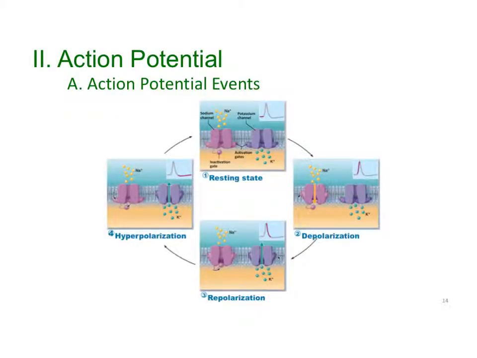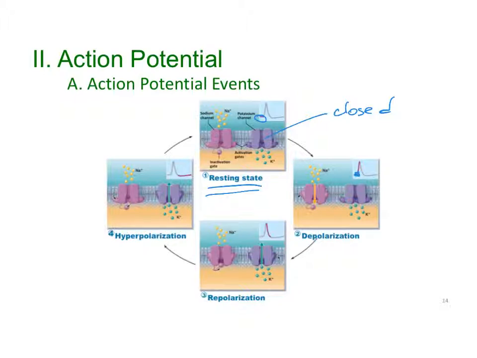To quickly review the events of an action potential, starting with a resting state, here you can see we're at resting membrane potential. All of the membrane channels are closed, and resting membrane potential is maintained at roughly negative 70 millivolts. We then have some event that depolarizes the membrane. That brings us up to threshold right here.